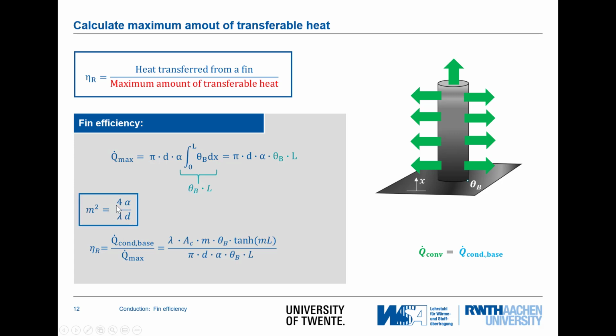So let's look. The fin parameter m was the square root of 4 alpha divided by lambda times d, and that's actually what we see here, except for the 4. So we can add this here, and we see that we can replace this part by the fin parameter, and we can also remove the theta bottom because it appears twice. From that we can calculate that eta, the fin efficiency, is the tangent hyperbolicus of ml divided by ml itself.